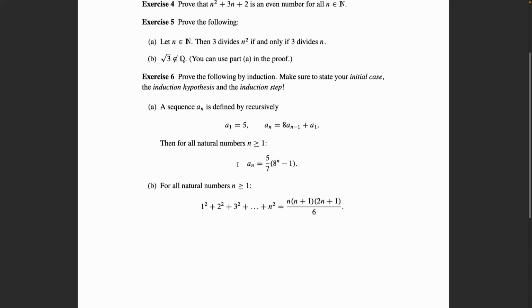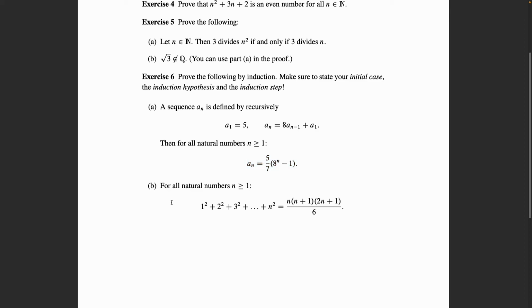And what we should prove is that we have a closed form formula for this recursively defined sequence, and it is this one, a_n equal to 5 over 7 times a to the power of n minus 1. And of course you should use induction for that.